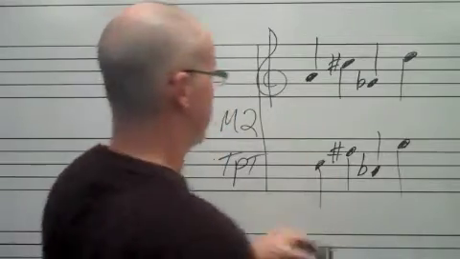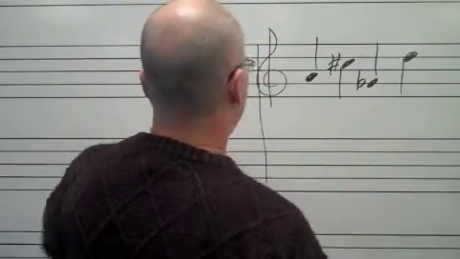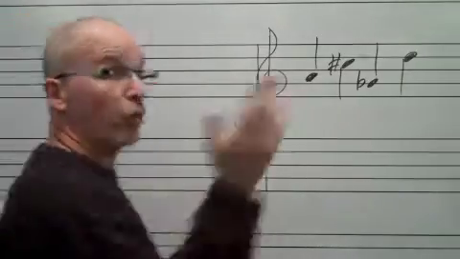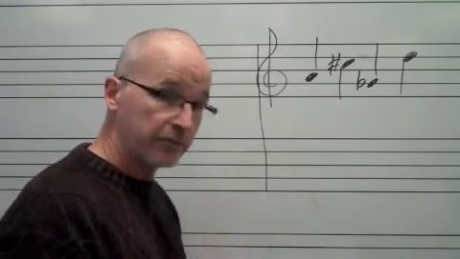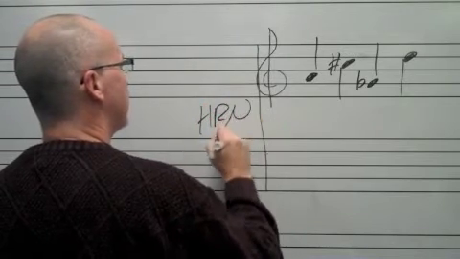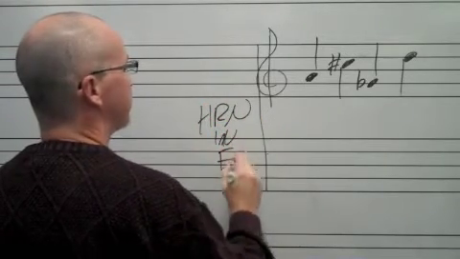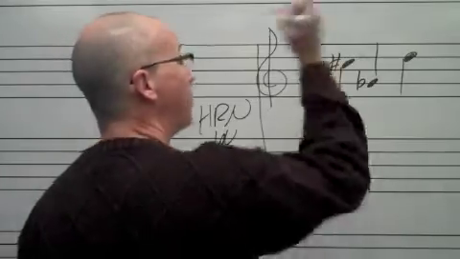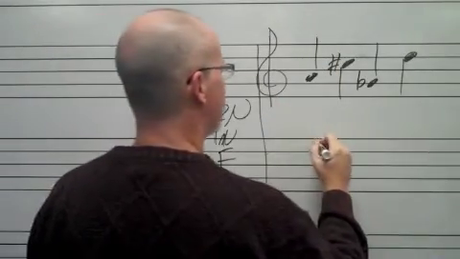Okay, let's change instruments for a second. Let's say the instrument now is French horn, or horn in F. It transposes by a perfect fifth. So this is horn in F. He's up a perfect fifth. Up a perfect fifth from A is E.